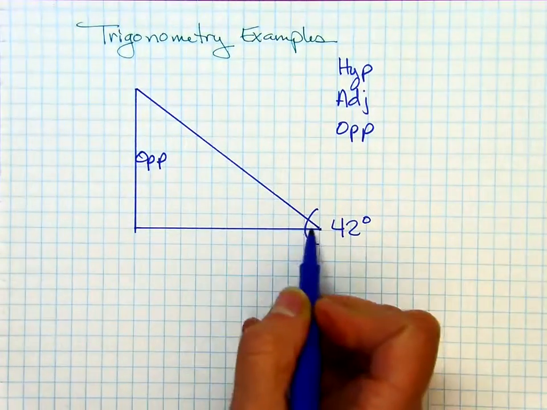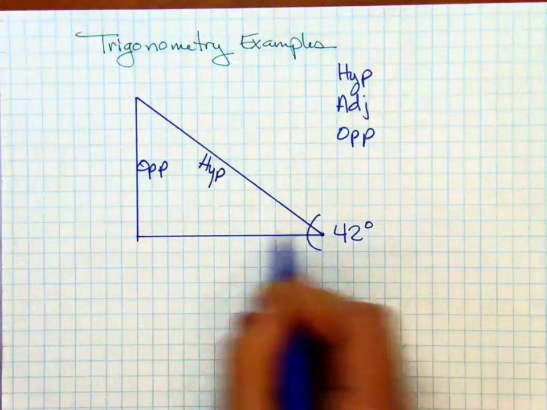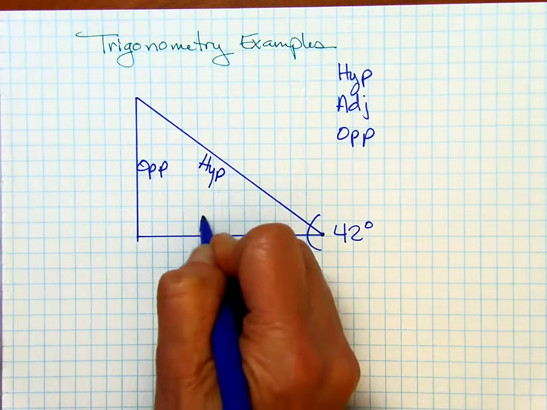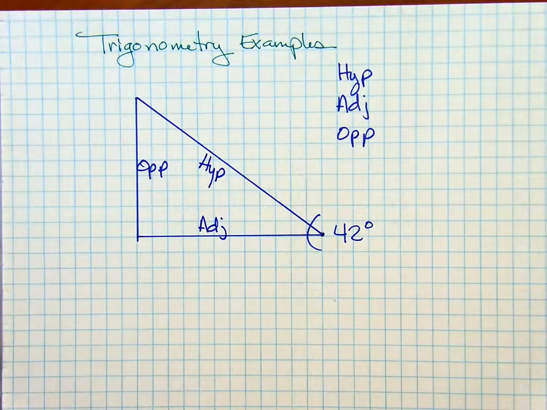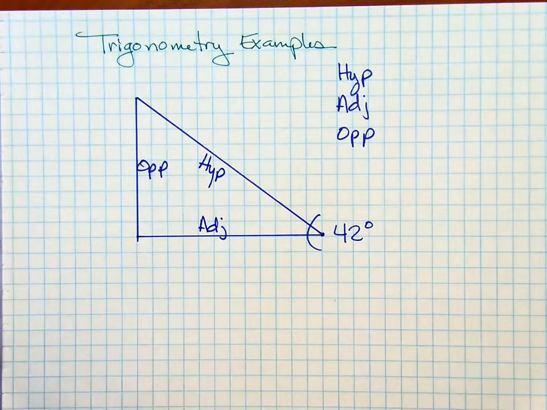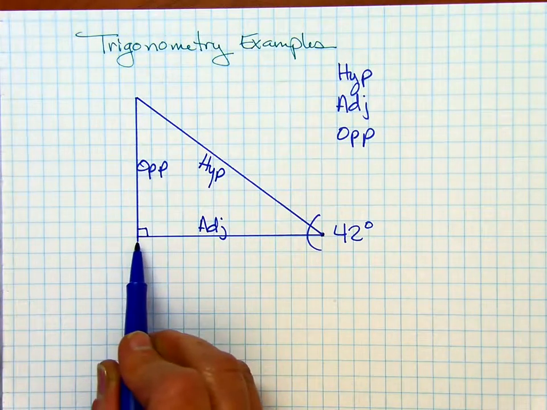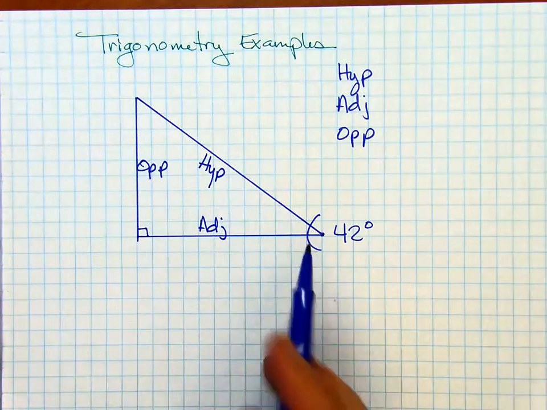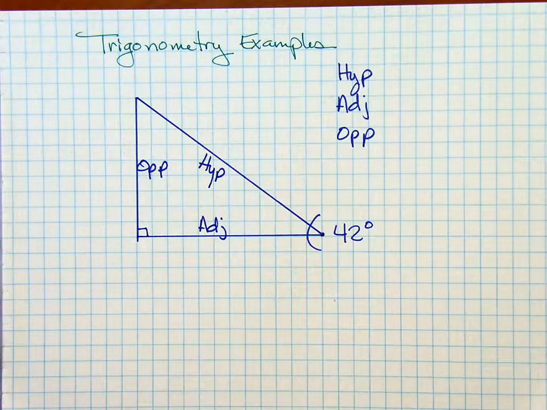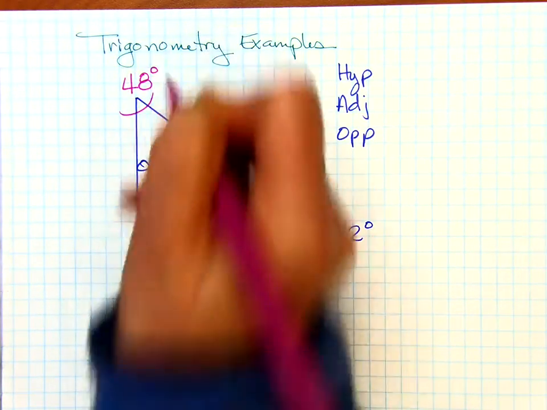The side adjacent or next to the angle, but it's not this long one. This long one has a special name. It's called the hypotenuse. And the other side next to the angle is called the adjacent. Okay, so we've got three sides: opposite, adjacent, hypotenuse. Now the hypotenuse, if you recall, is always opposite the 90-degree angle, and it's always the longest side. Now what if we were to say we were referencing this angle, and we said this was 48 inches.